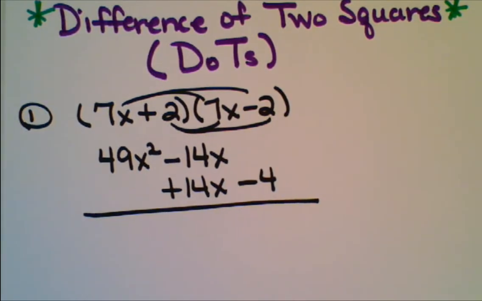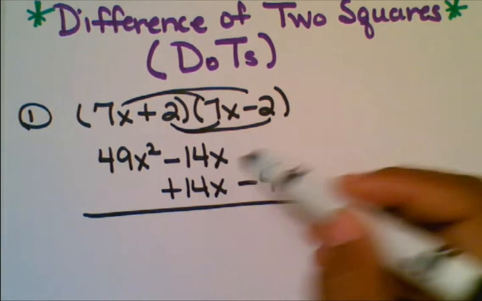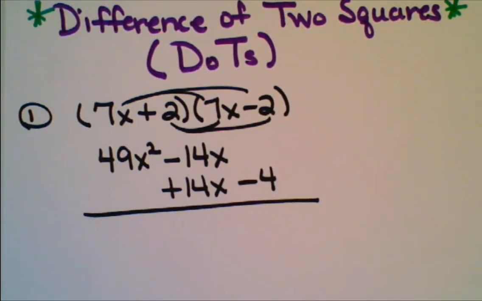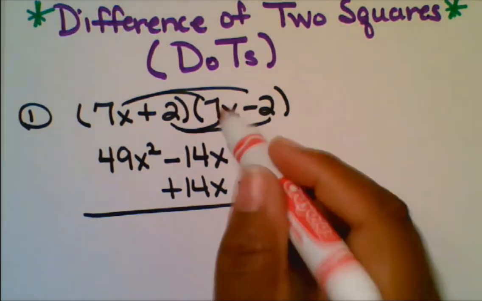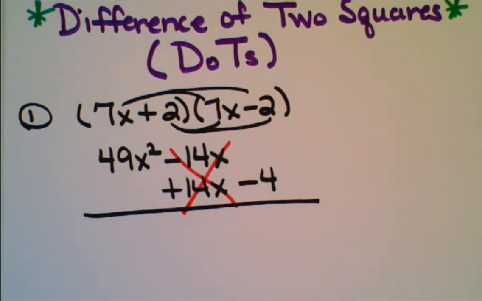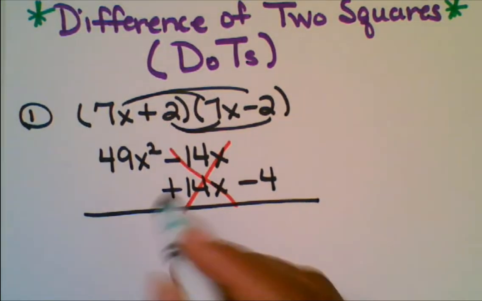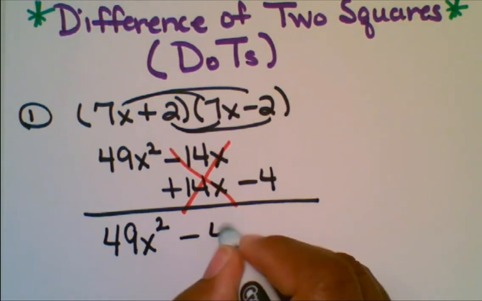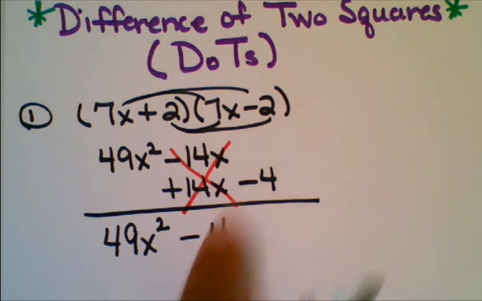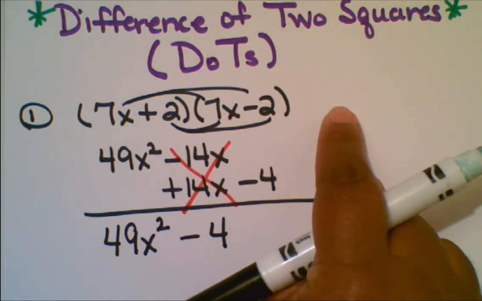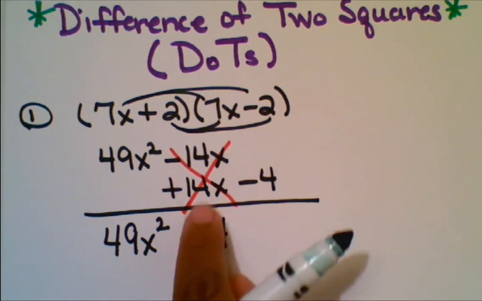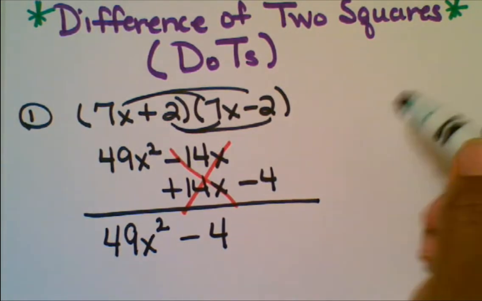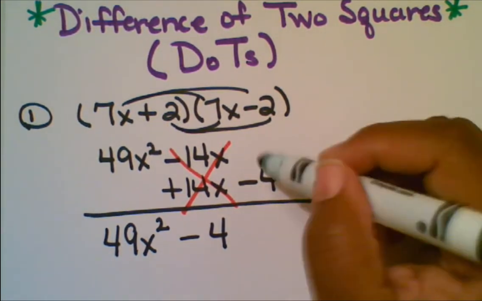Look what happens. Look at our middle terms. They are opposites of each other. Okay? And because they're opposites of each other, they're going to cancel out. And then what we're left with here is the first term, the 49x squared, and the last term. So what to expect when you have this special case, the difference of two squares, is that there will never be a middle term.